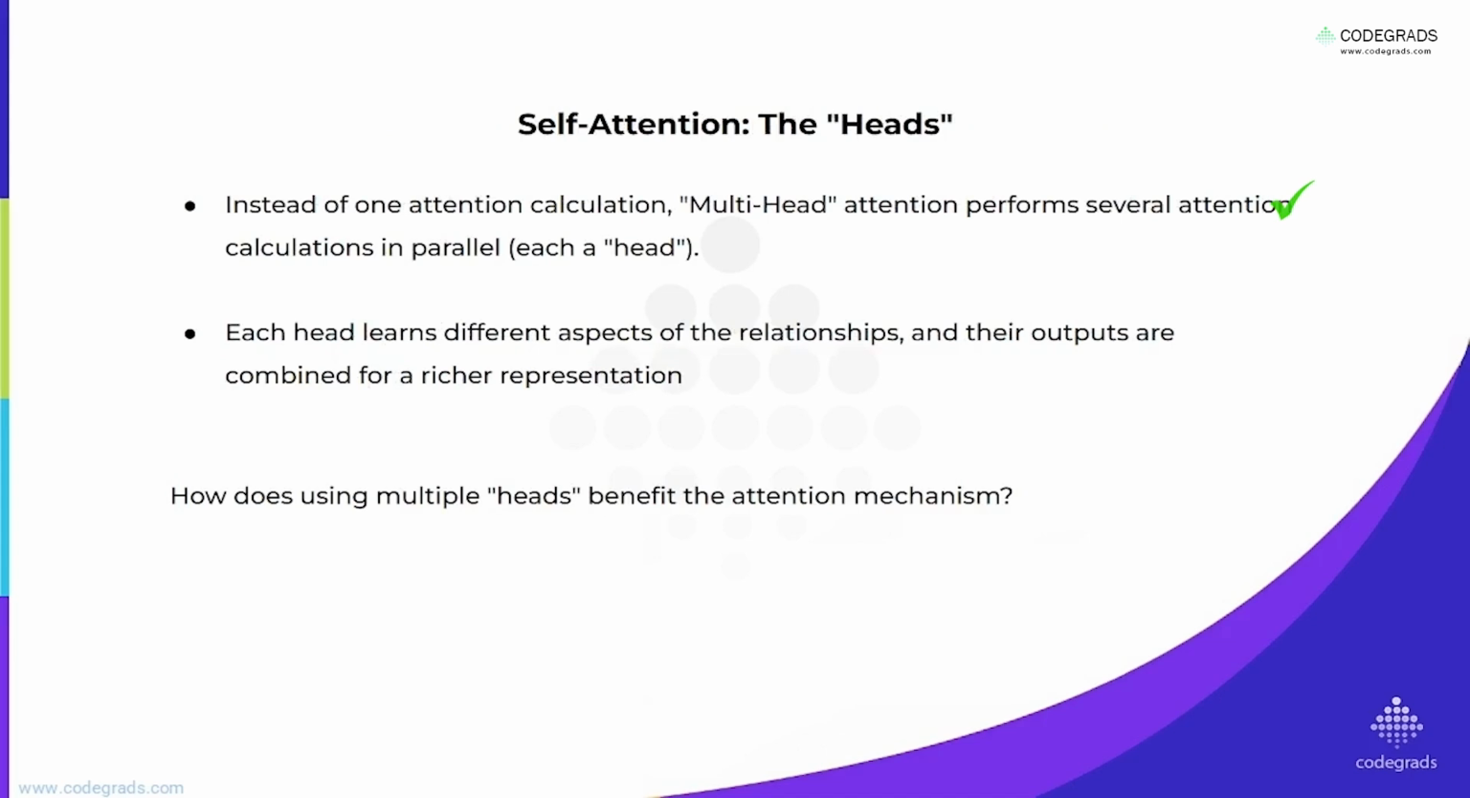Next is the self-attention, that is the head. Instead of one attention calculation, the multi-head attention performs several attention calculations in parallel, and each is a head. Each head learns from different aspects of the relationship and their outputs are combined for richer representation. Each head computes its own attention, and they are combined and projected for richer information. Think of each head as focusing on a different feature, like one for syntax, one for entity. So by using multi-head, we calculate the overall meaning of each word in the whole sentence. So this is the self-attention using the head.